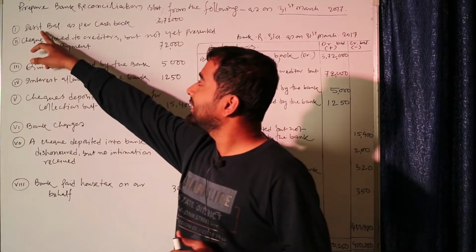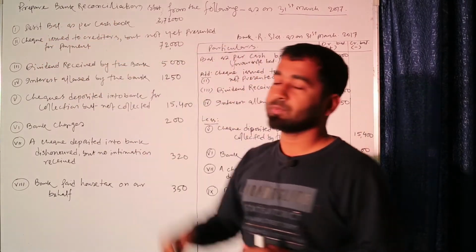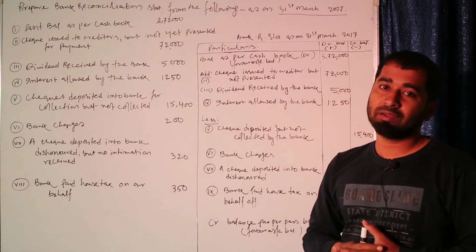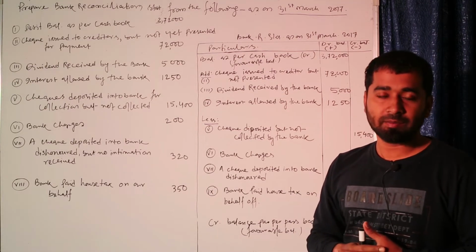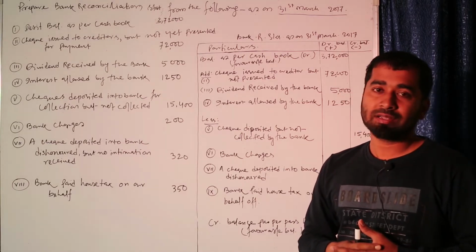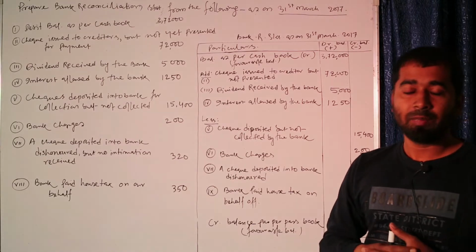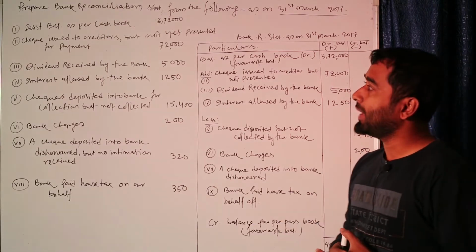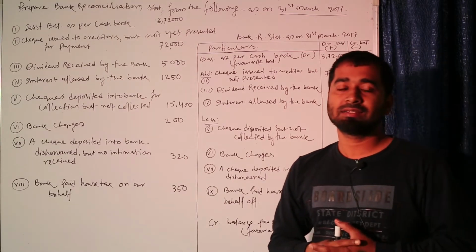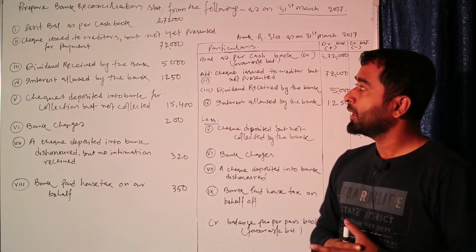Now the first one is the debit balance as per the cash book. One more piece of information: as per the cash book, debit balance is the plus balance, that is favorable balance, and credit balance is the bank overdraft, or you can say unfavorable balance. But as per the passbook, the debit balance is the unfavorable balance and the credit balance is the favorable balance.